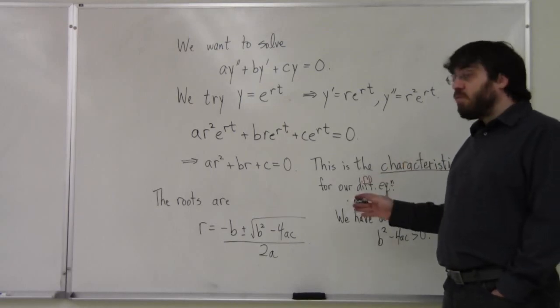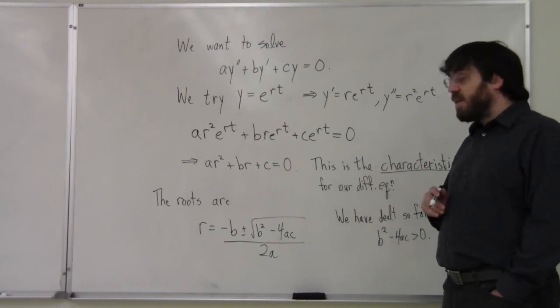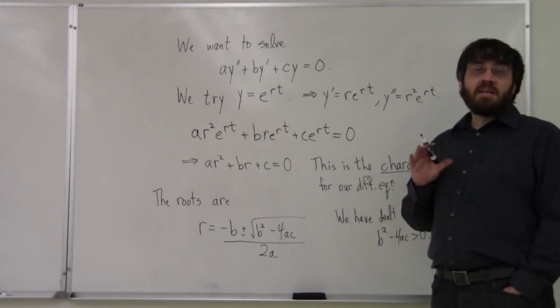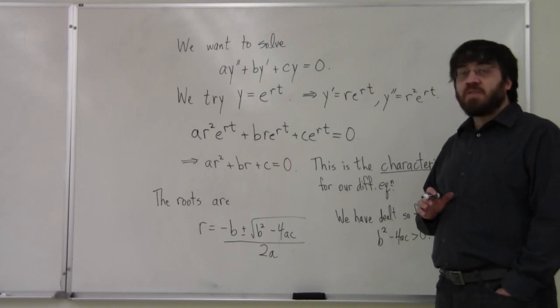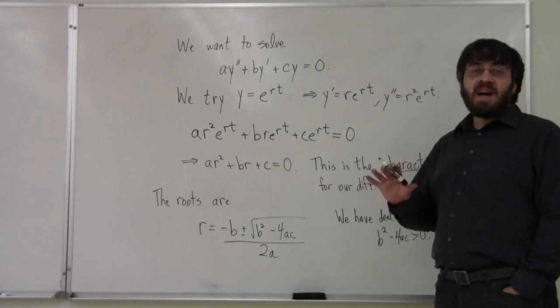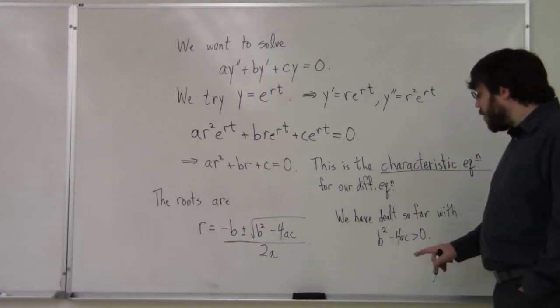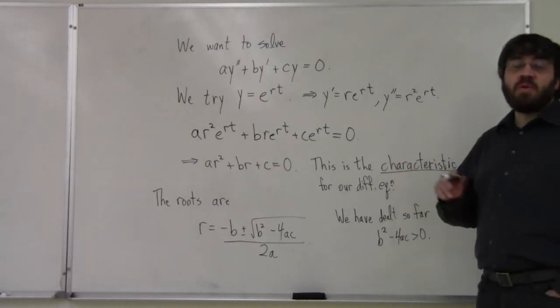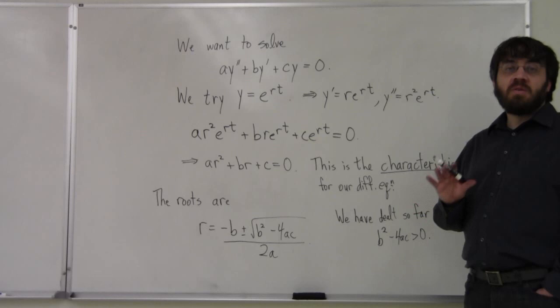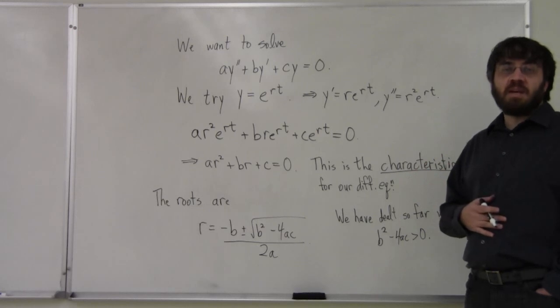If you only get one root out, which means b^2 - 4ac = 0, or if you get complex roots, which means b^2 - 4ac is negative, then we have not said yet what you do to get solutions. But if b^2 - 4ac is positive, so your quadratic formula yields two real distinct roots, then we've said how to solve this equation. So coming up, we'll talk about how to solve this in the other two cases.